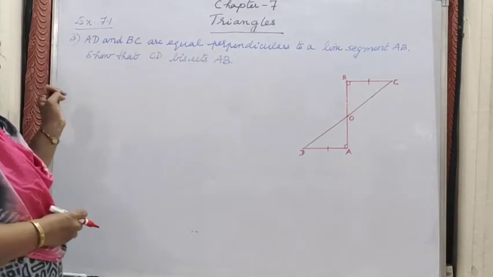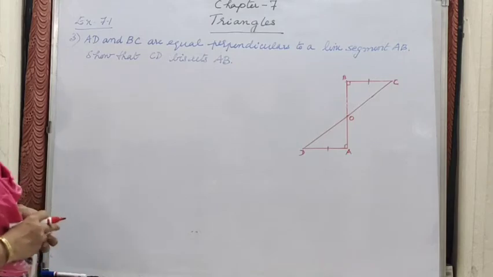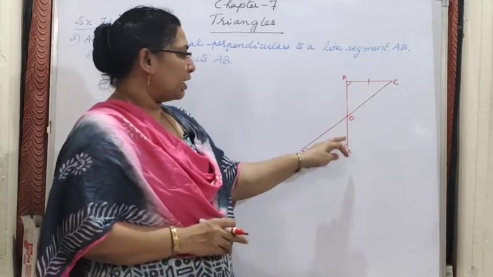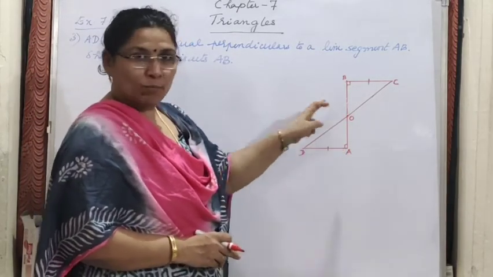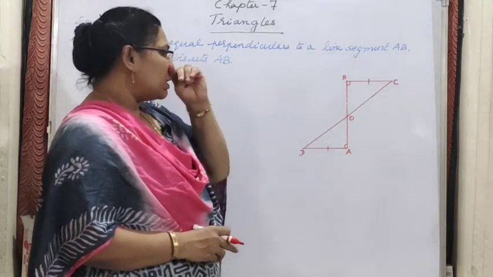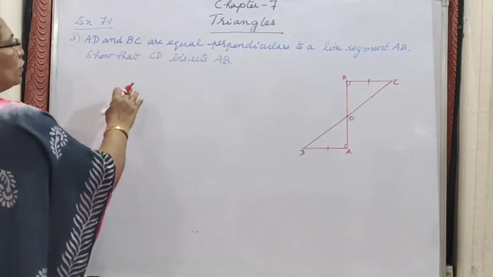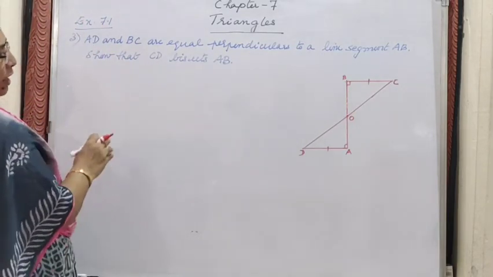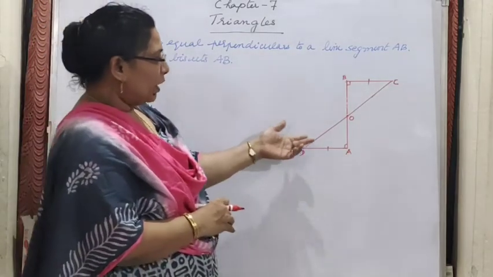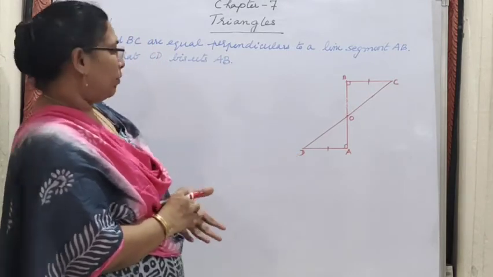Next question, AD and BC are equal perpendiculars to a line segment AB. Show that CD bisects AB. So perpendiculars means angle 90 degree are there, already marked in the figure. A and B are 90. Equal perpendiculars means AD and BC are given. They are given that it is equal only, right? So now we have to show that CD bisects AB. That means CD bisects AB means OB equal to OA. We have to show that O is the midpoint of AB, right?